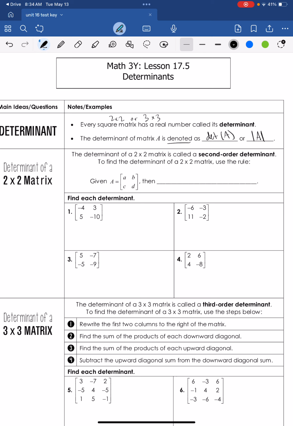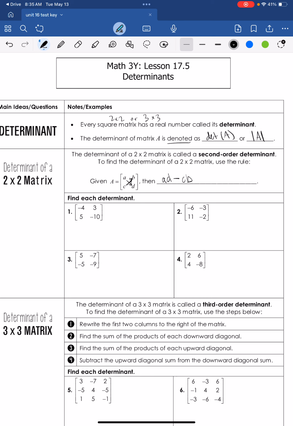All right, so it says the determinant of a 2 by 2 matrix is also called a second order determinant. To find the determinant of a 2 by 2 matrix, use this rule. Given this matrix right here, a 2 by 2, you're going to do A times D minus C times B. So you'll just go diagonally. You'll do A times D first, and then subtract C times B.